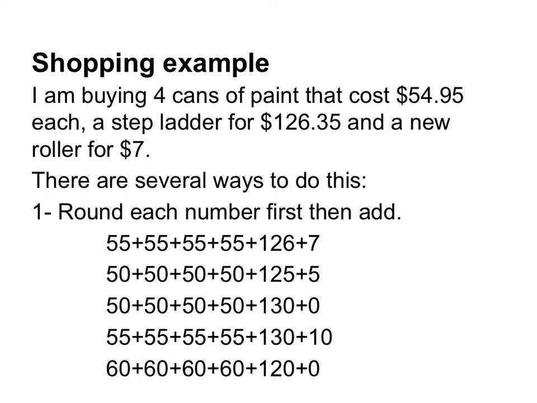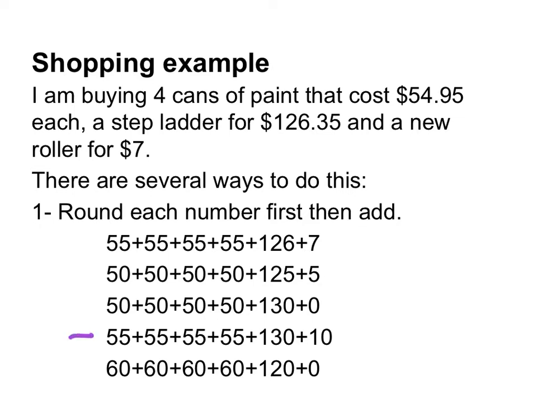Or maybe we round everything to 10. So now we have 50s for the paint, 130 for the step ladder, and maybe we decide that's $7 for the roller, not a big deal. So maybe we just round that to 0. Or any combination of these, right?